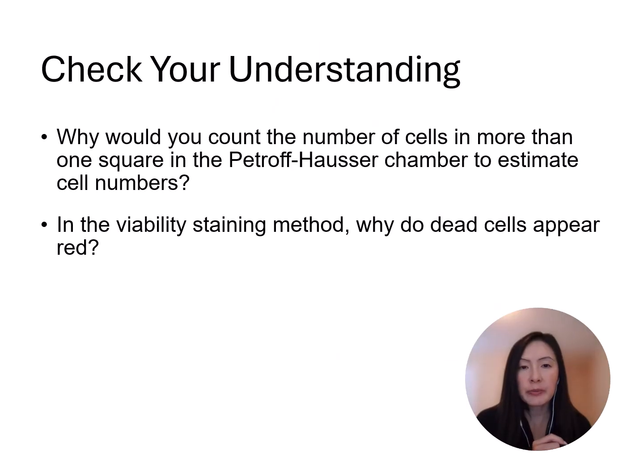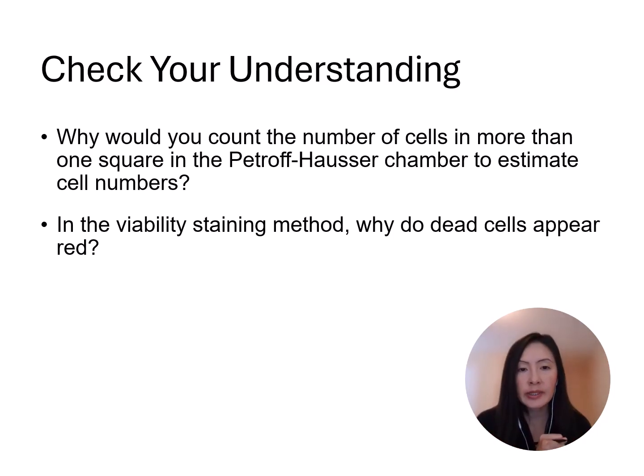All right, in this checkpoint, we're going to look at why we count more than one square in that Petroff-Hauser chamber, one of those grids, to estimate cell numbers. The reason is so we can get a reliable average and reduce error that might occur due to uneven cell distribution. If there happens to be too many cells in one grid and too few in the other, this will average out if we count multiple grids.